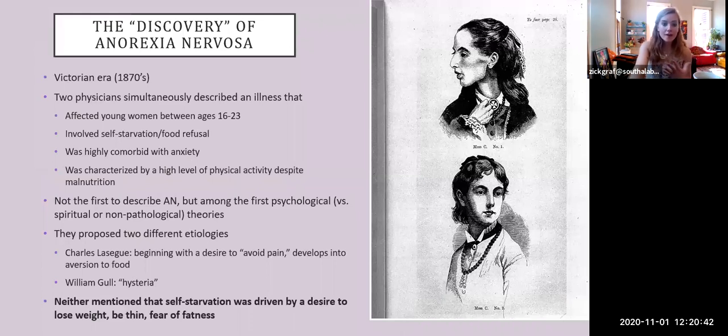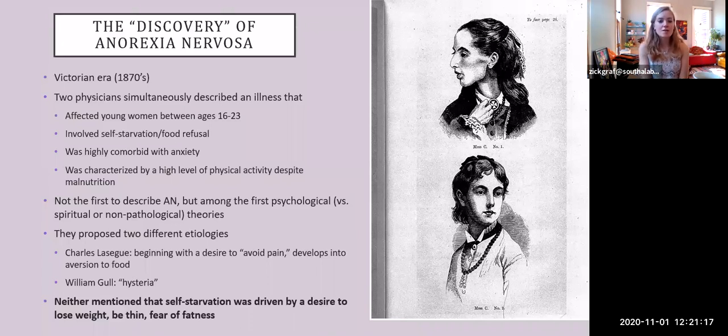Okay, so moving forward in history a little bit to the Victorian era. This was when anorexia was quote unquote discovered by two male physicians. Working independently, both of these physicians described an illness that affected young women, so between ages 16 and 23, which is the age of onset for anorexia, involved self-starvation and food refusal, was associated with a ton of anxiety, and involved a lot of physical activity despite malnutrition. So people with anorexia are often very, very physically active. It's a way of burning off calories. These women were engaging in the same behavior.